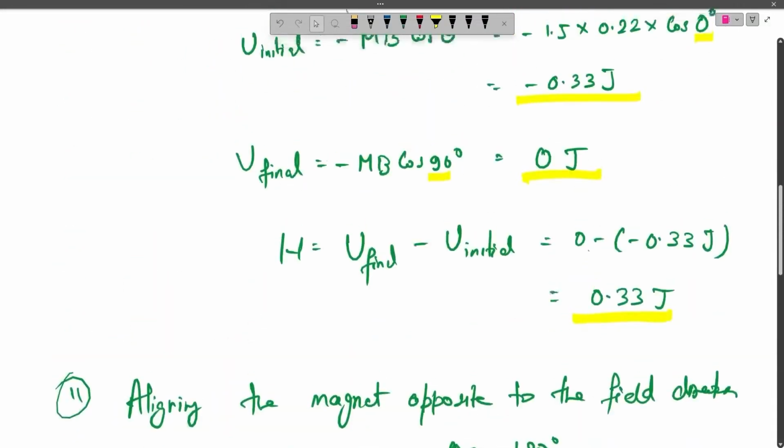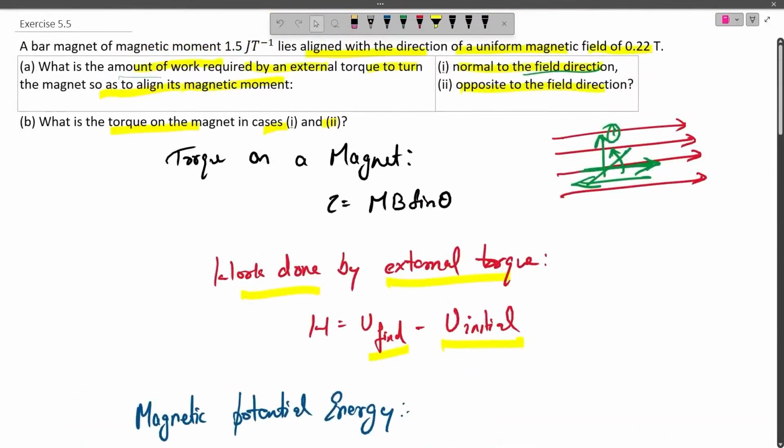Visualizing this, when the magnet is in this state, we get a torque of 0.33 Newton meter, and when the magnet is in this state, opposite to the magnetic field, we get a torque of 0 Newton meter. We also know that this position is the unstable equilibrium position. Thank you.